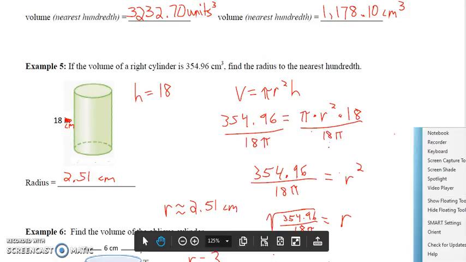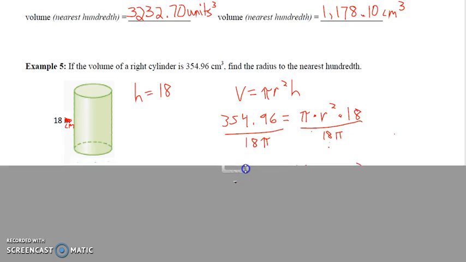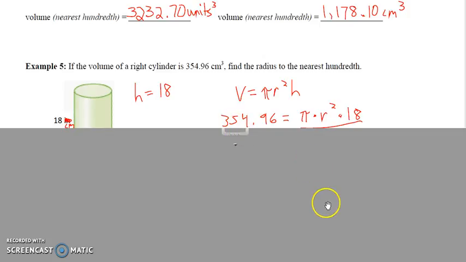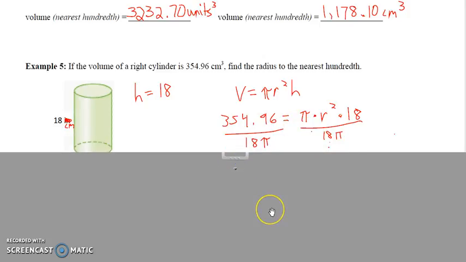So here, see if this helps you. This is what we're starting with. Now I need to divide by 18 pi to get r squared by itself. So that's what I did there. Okay?